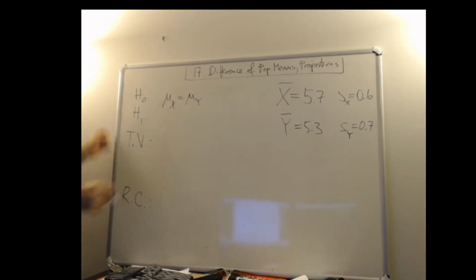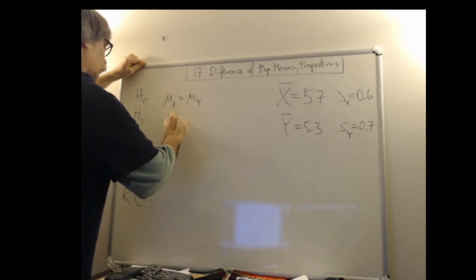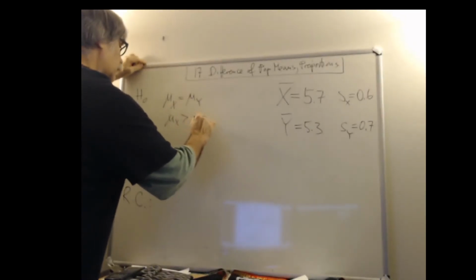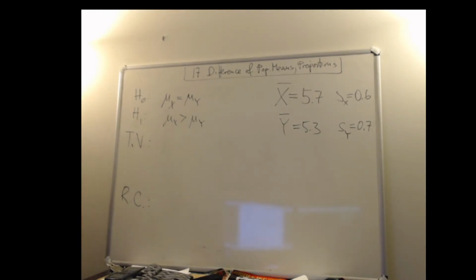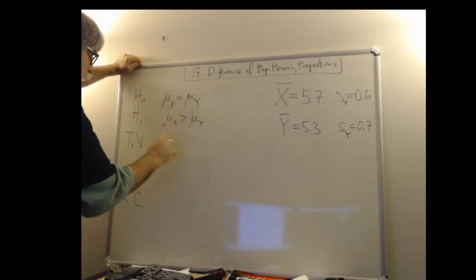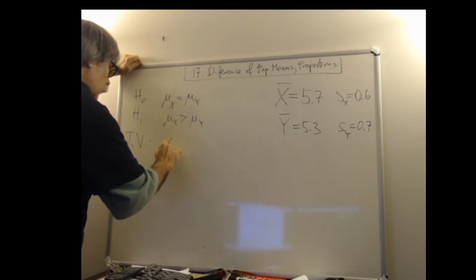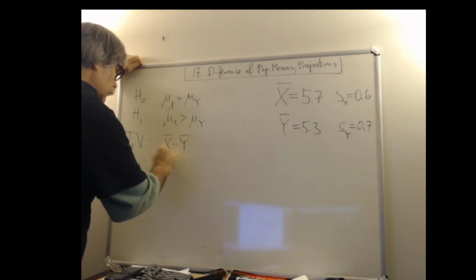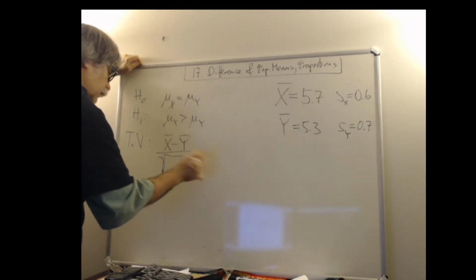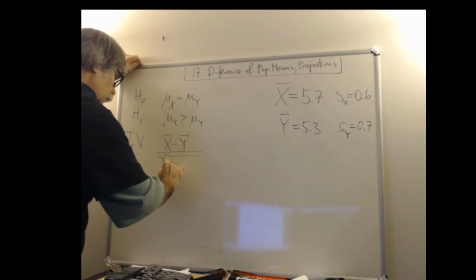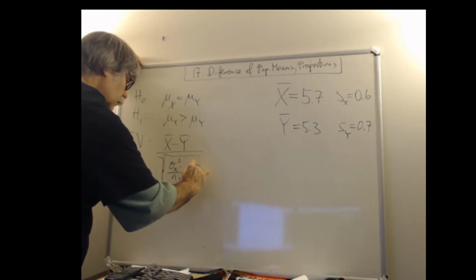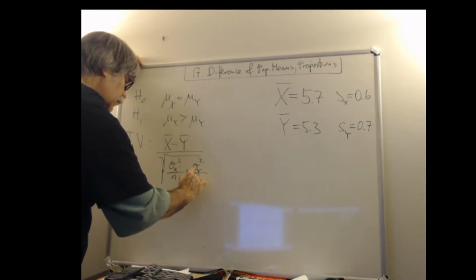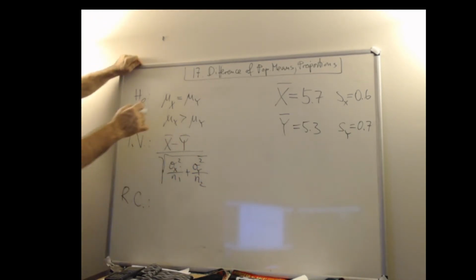The alternative hypothesis, I don't think so. I think the weight of the chicken, the hens on the special diet, is more, heavier. They're heavier. The test value is the same as before: X bar minus Y bar. Down there, Z value would be this one. But this is not a Z test, right? This is a T test.